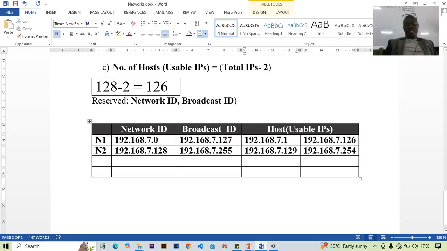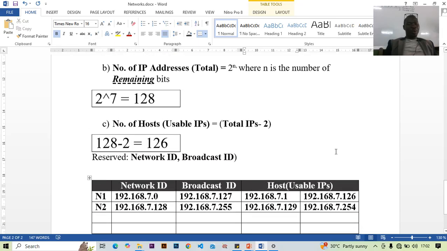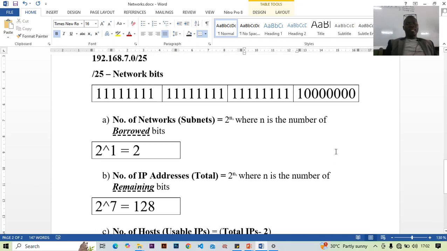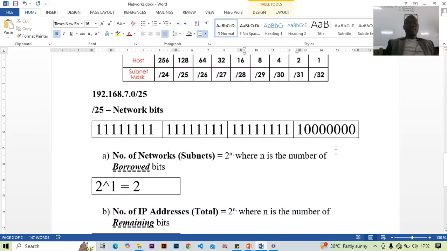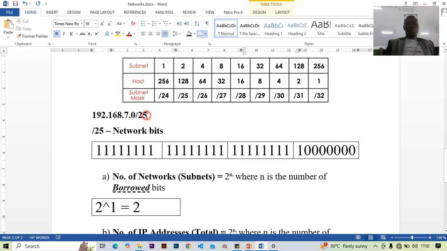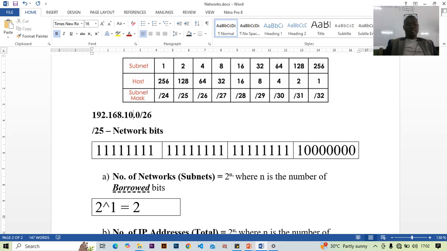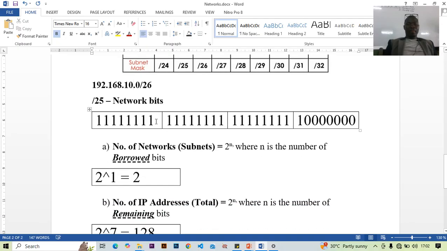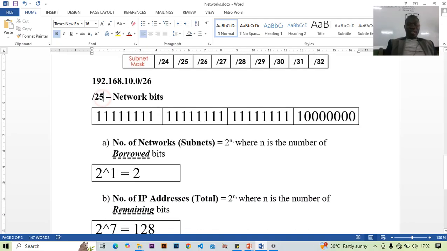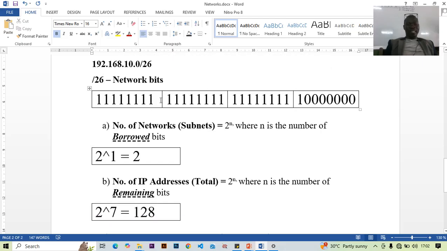Let's finalize with the last example. I hope this is now getting easier. In the last example, we have a /26, and here we can use 10 this time around. 192.168.10.0/26. /26 simply means we have 26 network bits, and so that will mean you have the first 8 here, the first 8 here, the first 8 here, giving us 24.